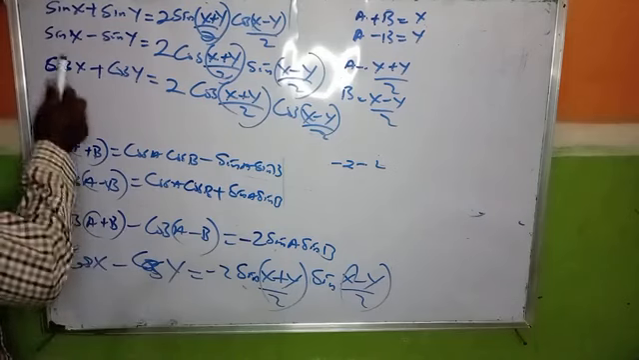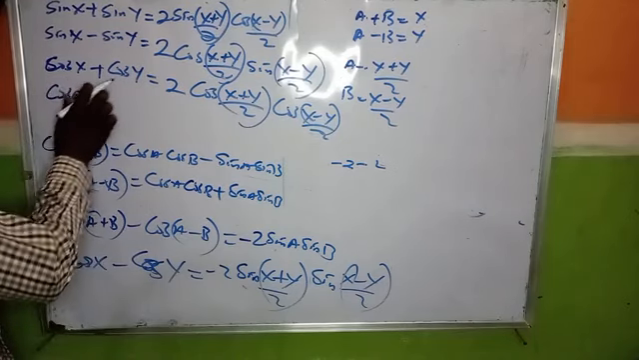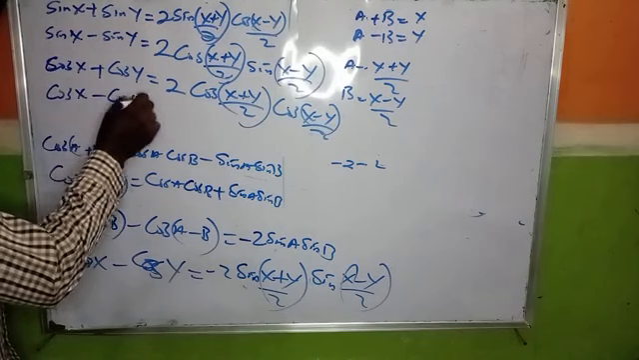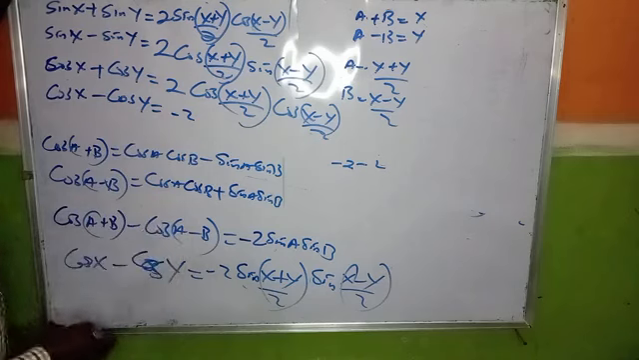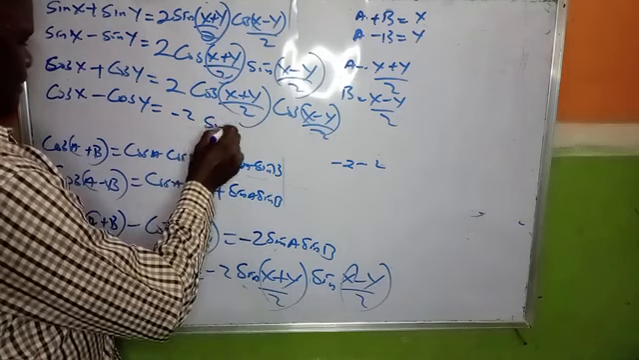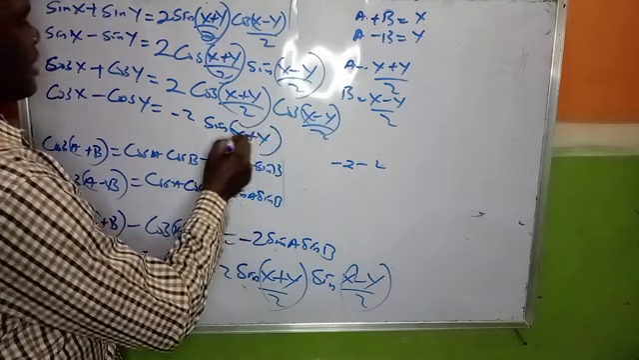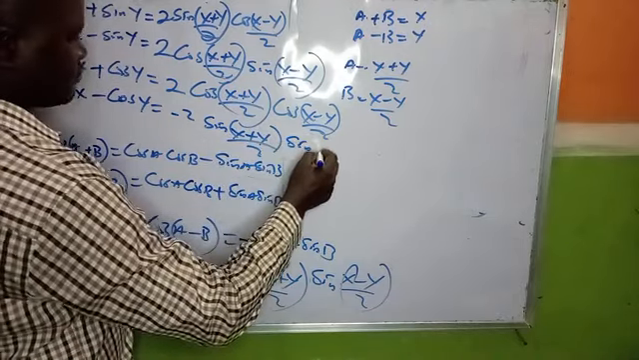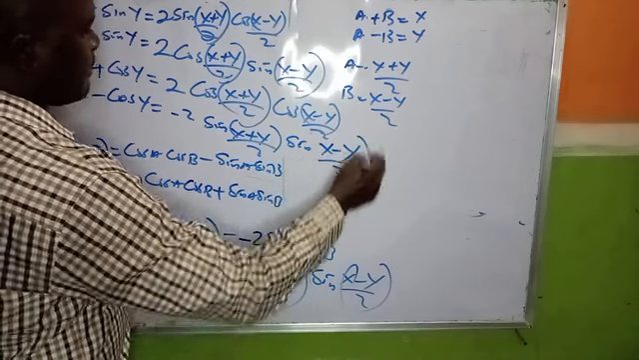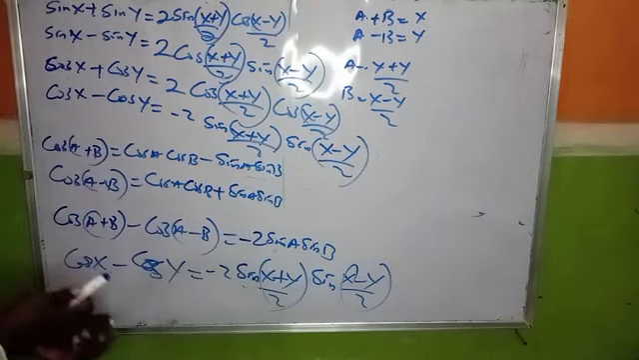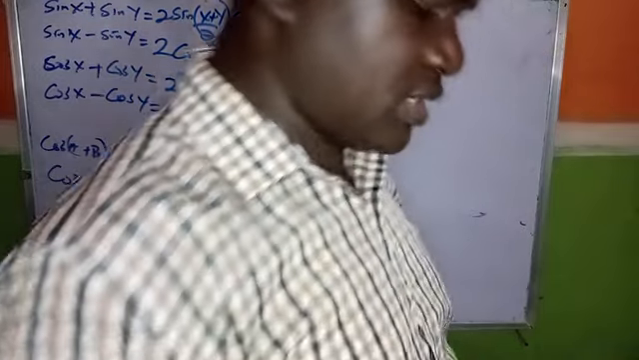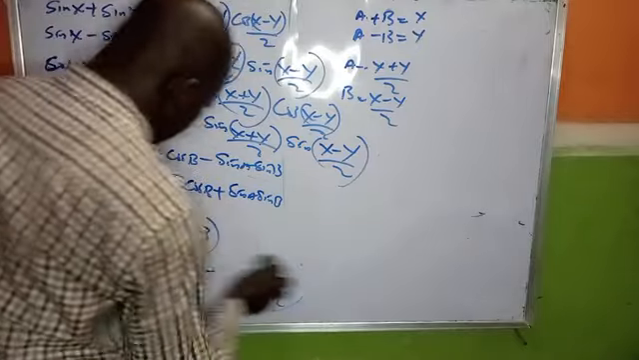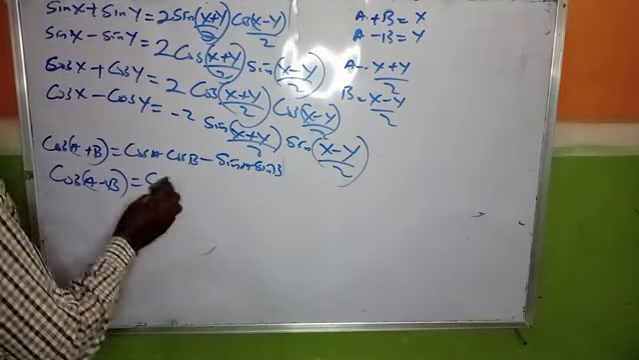So you have cos x minus cos y equal to minus 2 sine (x plus y)/2 sine (x minus y)/2. When you see several formulas like that, you don't need to memorize them. Once you have the idea in mind, you can simply derive it.